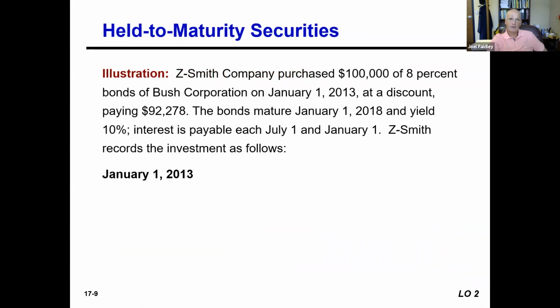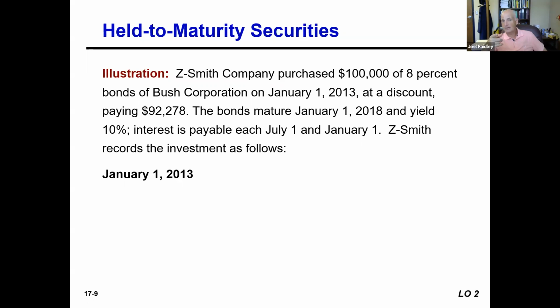Let's look at this example, held to maturity. Z Smith Company, that's us. We're the ones making the journal entry. We purchased $100,000 of 8% bonds of Bush Corporation at a discount, right? Paying $92,278. So we paid less for this because what? We are getting an interest rate that is less than the market.